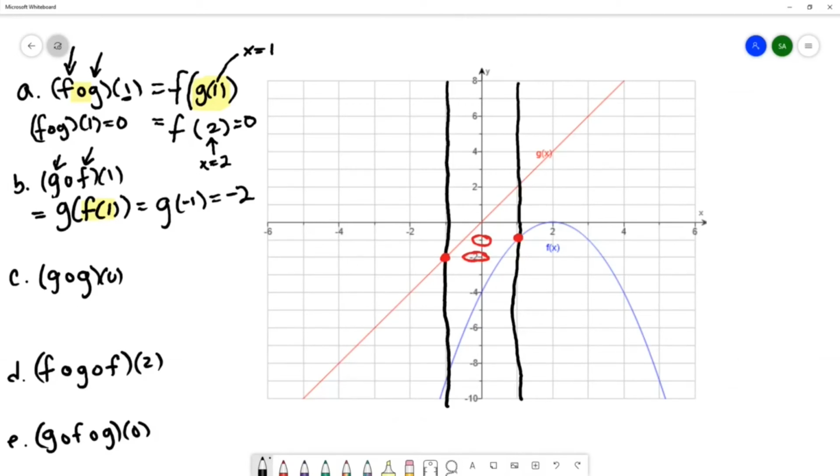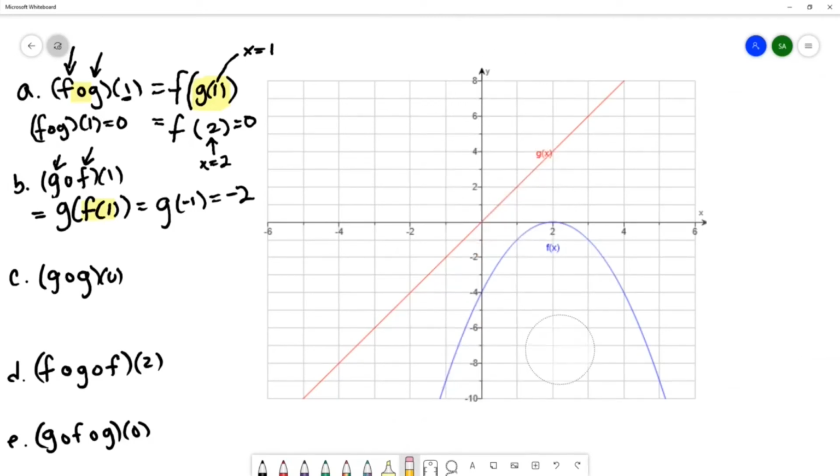Let's take a look at the next one. The next one says g of g of 0. Composition is substituting one function inside of another function. g is on the inside and the outside this time. g is on the outside, g is on the inside. We want to find g of 0.